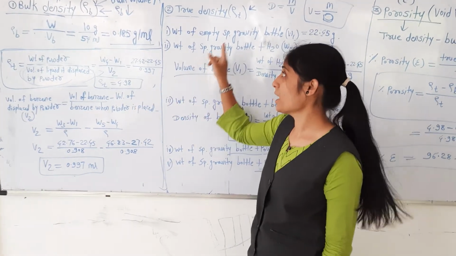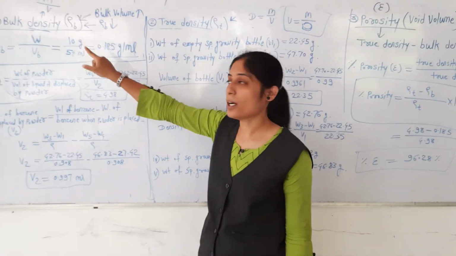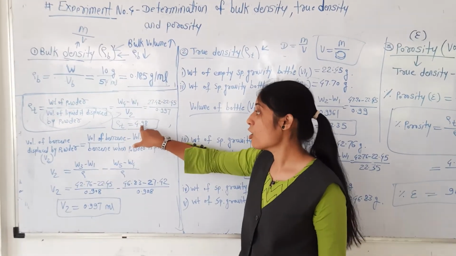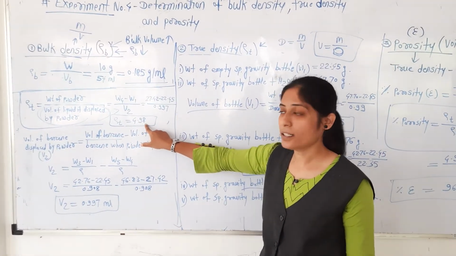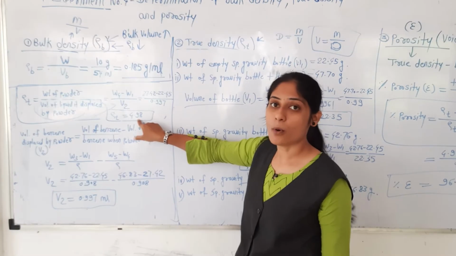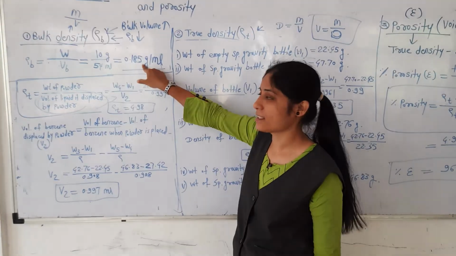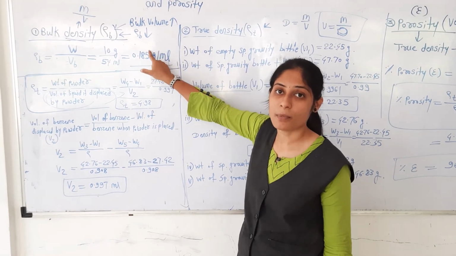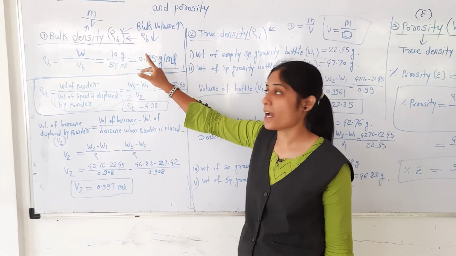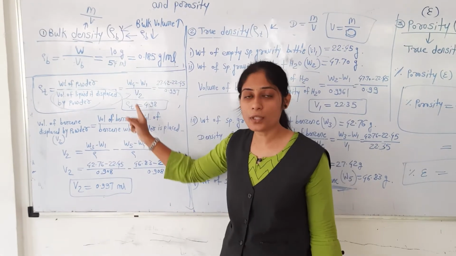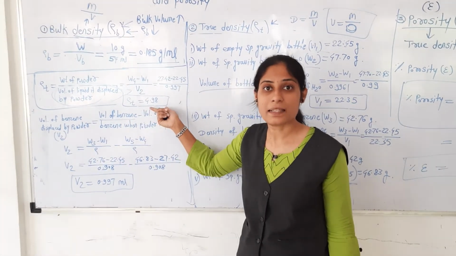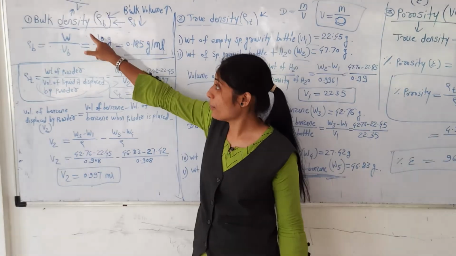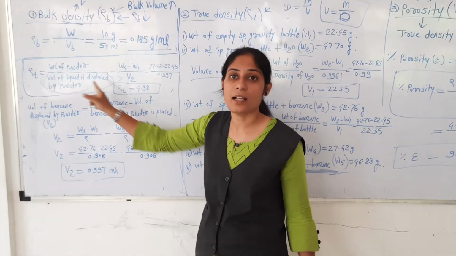Before that we had to determine the bulk density, and the bulk density value is 0.185 and the true density value is 4.98. See here, the true density value is more as compared to the bulk density. Why? Because in bulk density the bulk volume is more but the density is less. They are inversely proportional. But in true density the true volume is less and the true density is more. So as compared to bulk density, the true density value is always higher.